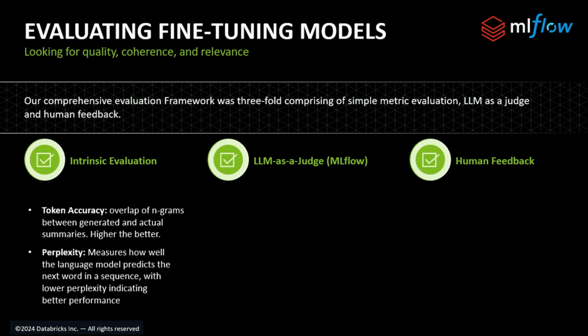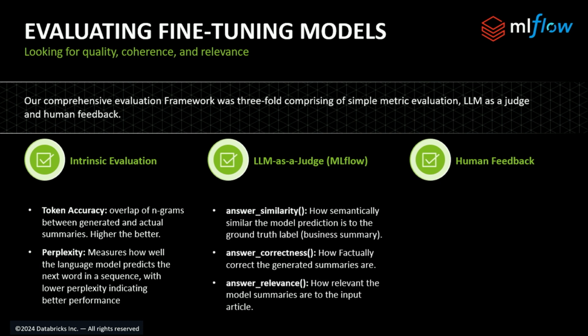We used LLM as a judge, and we used the MLflow framework to achieve that. MLflow provides a lot of different metrics. These are just three that we used, but there are many more that you can see in the documentation. But what we were really looking for was a way to figure out if my generated summaries, my predictions, are very close to the article, factually correct with the article, but also like the business summaries. So you want those to be factually relevant, but also correct, right? They should be semantically similar.